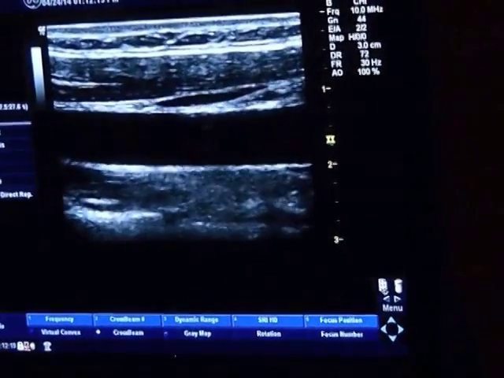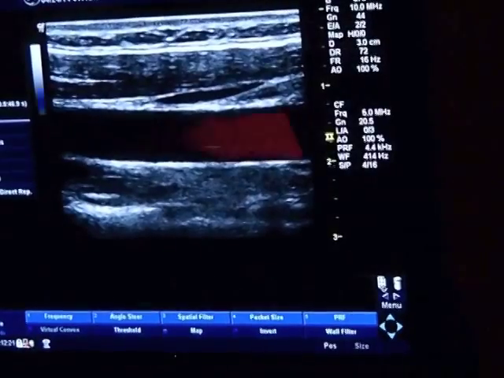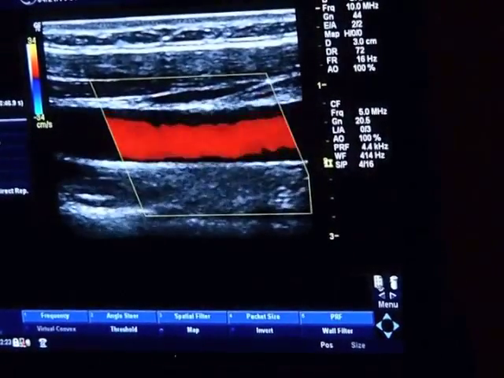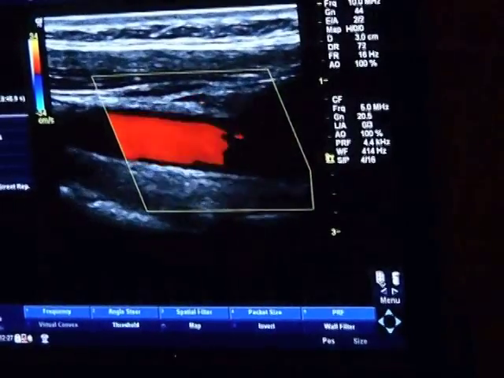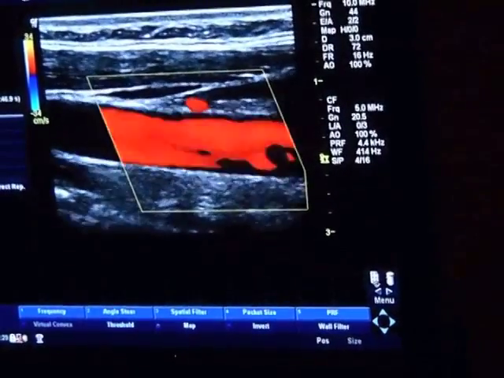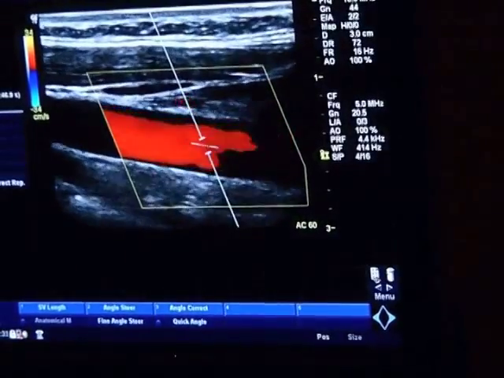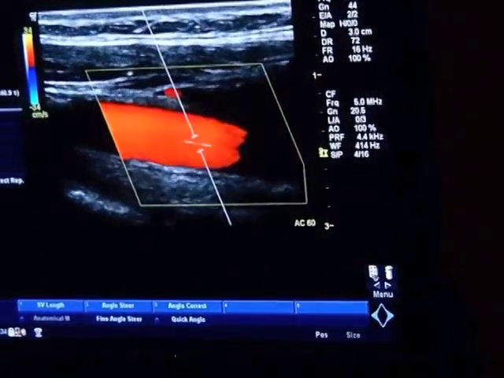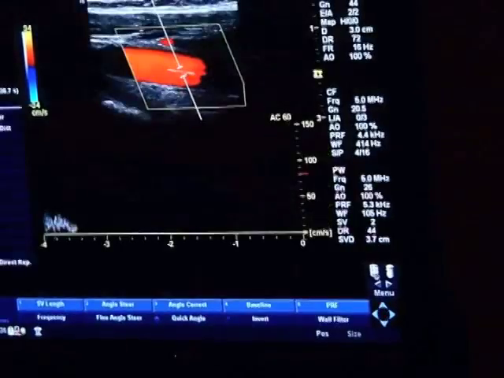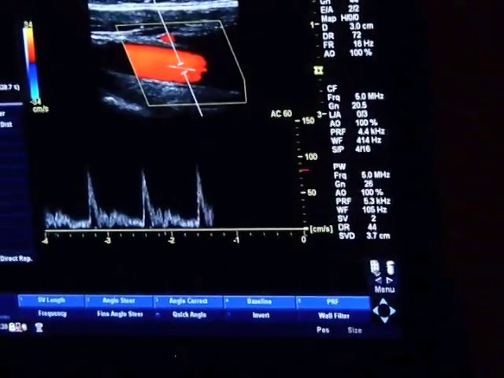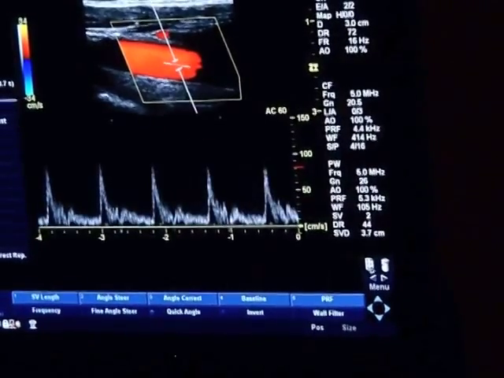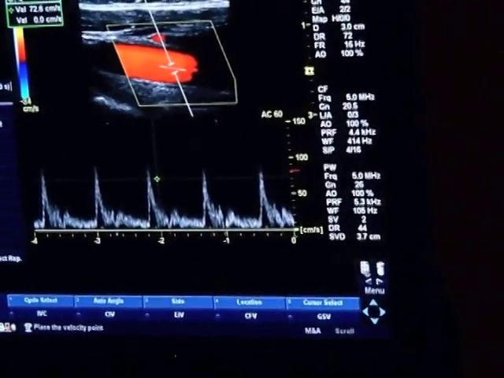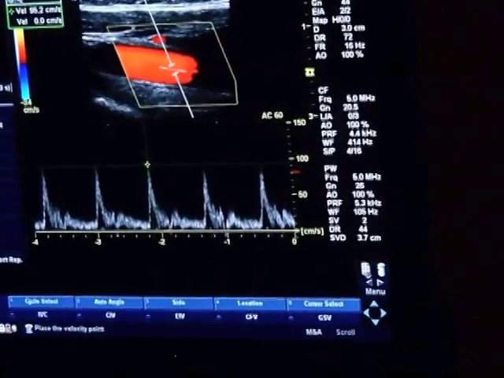We also want to turn color on to see how the blood is moving through the carotid artery. And then we also want to get a velocity to see how fast the blood is moving through the artery. And then we get a waveform just like that there, and then we measure the peak, which would give us the velocity and how fast the blood is moving through the carotid artery.